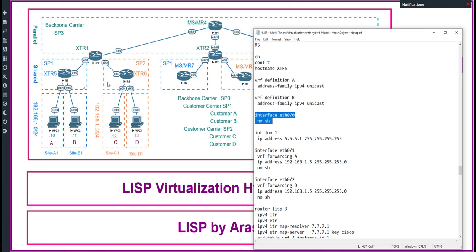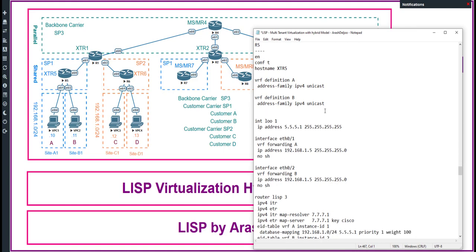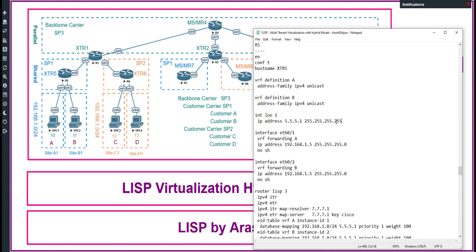Interface ETH0/0, no shutdown. I configured this interface before and we don't need to configure it again because we assigned one IP address to this interface. Let me remove this configuration. Interface loopback 1. This is the only IP address that we are using as the RLOC, and you know that this IP address is residing in the locator table default, meaning in the VRF default.